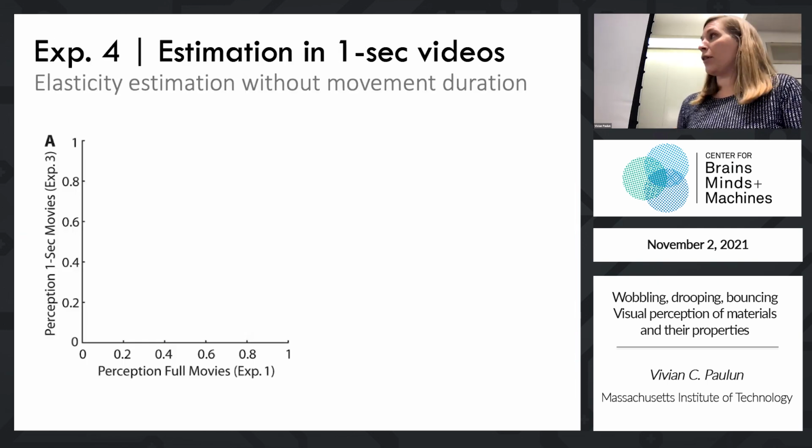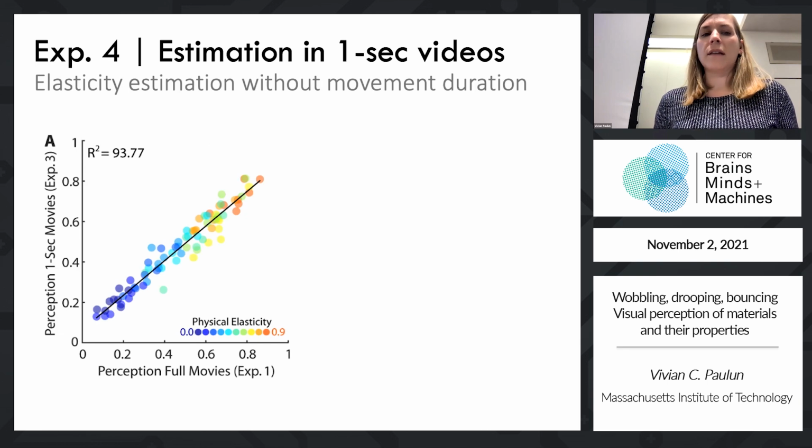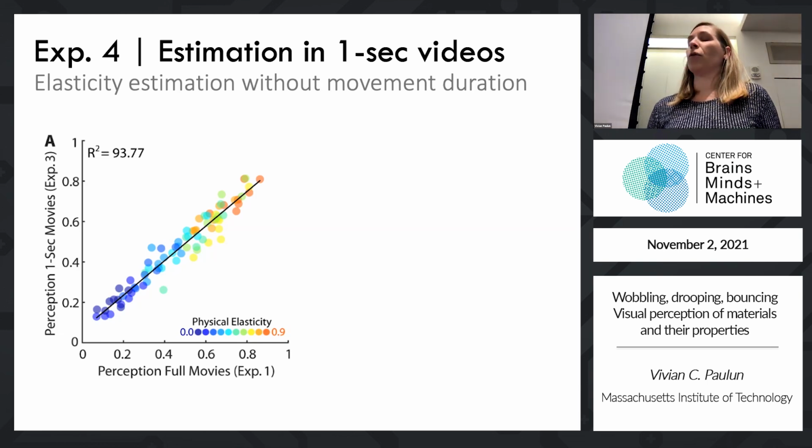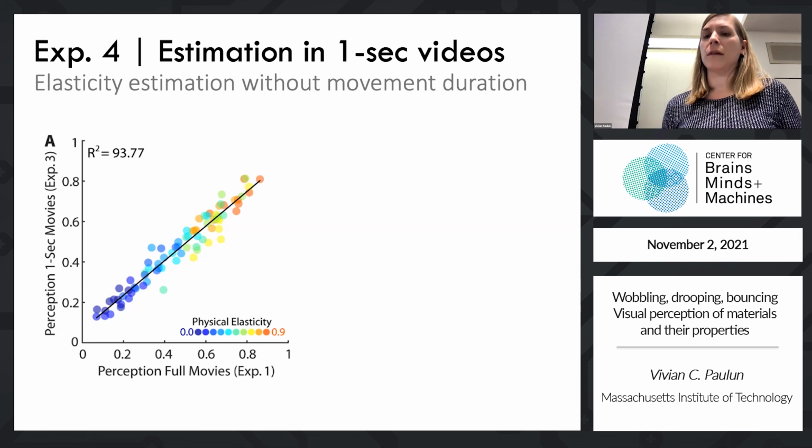So here I'm going to plot the results of this experiment, the 1 second ratings as a function of the ratings in the full movies. And as you can see, they correlate almost perfectly. So people are as good as before, even though their most important feature is not available anymore. So they have to use some sort of different strategy.